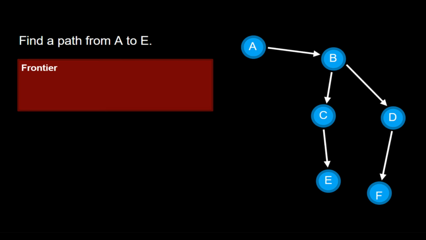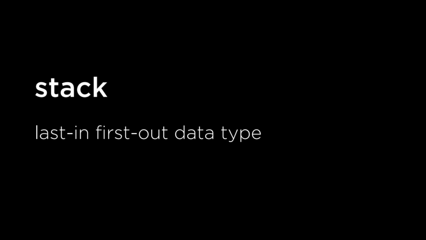And now comes the question of how the AI decides whether to choose between two or more states, which we'll put in a box called frontier, which basically contains our decision states. And here we introduce the idea of a data structure called stack, which is a last in, first out data type, which means the last thing that I add to the frontier is going to be the first thing that I remove from the frontier and explore.